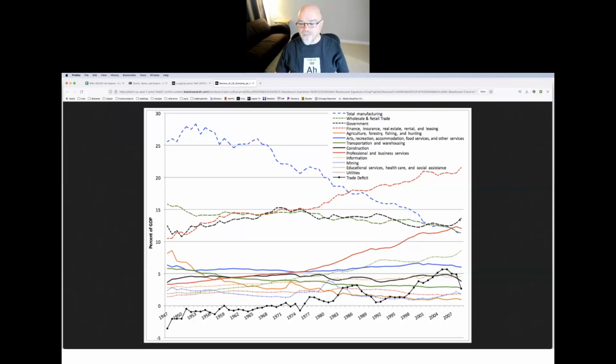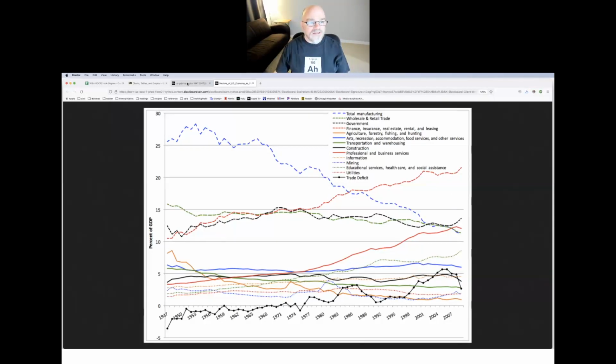So people who talk about the size of the U.S. government as a percent of GDP, that's this dashed black line. You can see that that's actually not quite big, and it's remained fairly stable and steady, hovering somewhere between 10 and 15% of GDP for a fairly long period of time.